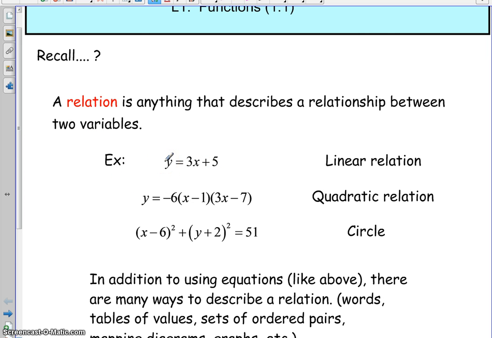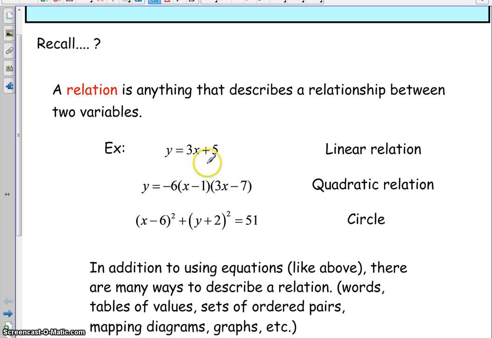in grade 9 you worked extensively with lines. So y equals 3x plus 5, you would have worked a lot with something like that, and that would be an example of a linear relation. In grade 10 you stepped up a little bit more and you worked a lot with quadratics, such as this one here, which is in factored form. And you may have worked a little bit with circles in grade 10 as well. So this one here is a circle with a center at (6, -2) with a radius of square root of 51. And you may not have worked tons with those, but you did work with them. And again, all these are simply just equations relating two variables. In all of these cases, though, the variables are x and y.